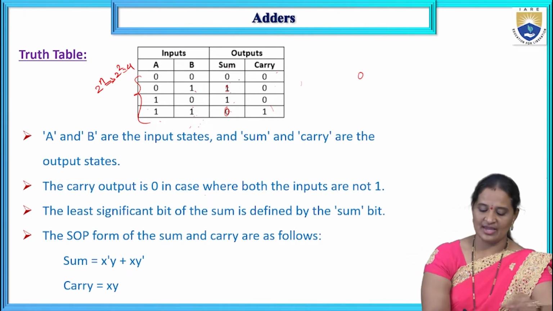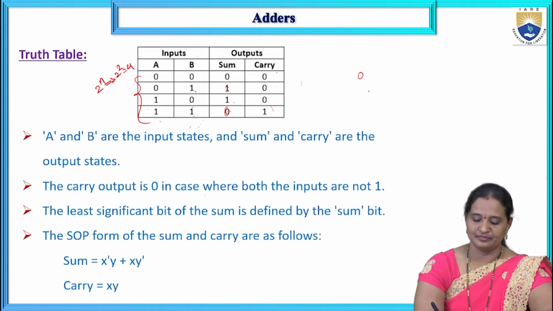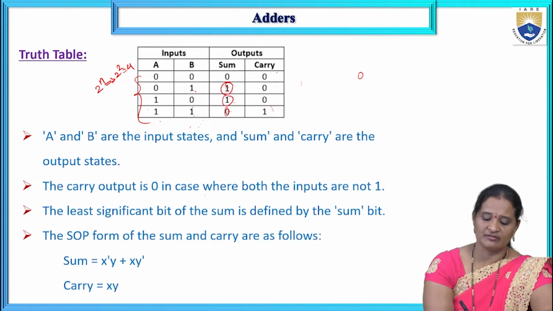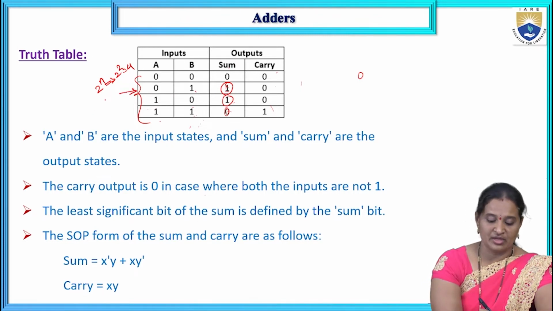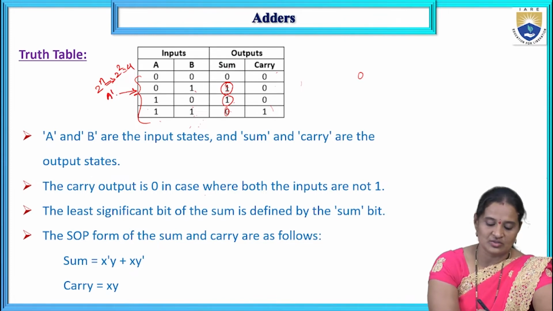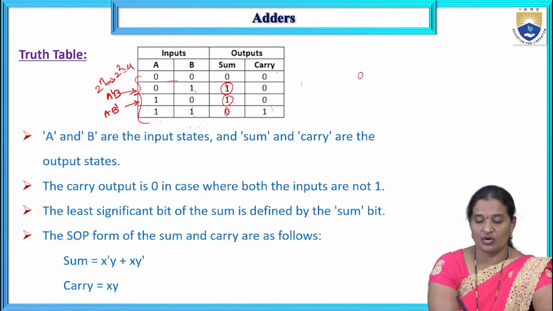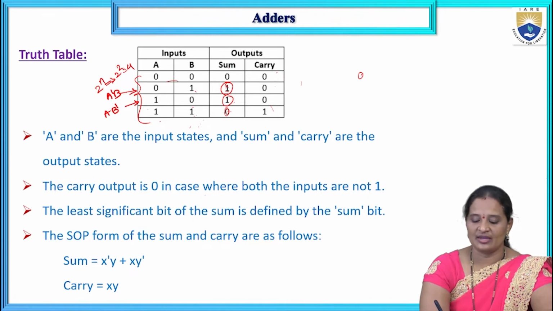Now based on this, I could write the equation for sum and carry. The sum output is 1 for two combinations, 0 1 and 1 0. The combination 0 1 can be represented as a minterm as A is 0, so A bar, and B is 1, so B. Whereas the combination 1 0 can be represented as A B bar. So for these two combinations the sum output is 1, and that is why I can write the sum output as A bar B plus A B bar.